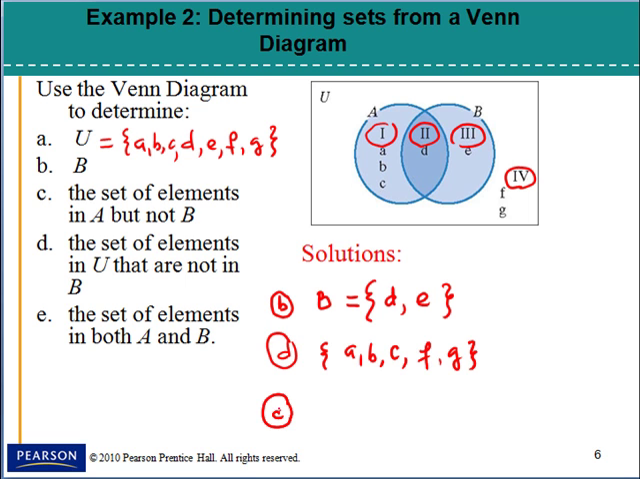Let's look at E. We're looking for the set of elements belonging to both A and B. For that, it will be region number 2. Region 2 is the region that contains the elements belonging to both A and B, which contains element D only.